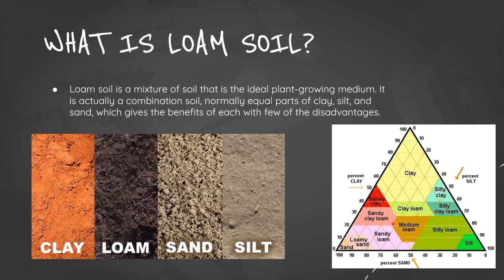This would be medium loam soil, where it's about 50% sand, 80% silt, which is on this side, and 20% clay. Clay loam would be about 40% clay, about 60 to 70% silt, and 50% of sand.